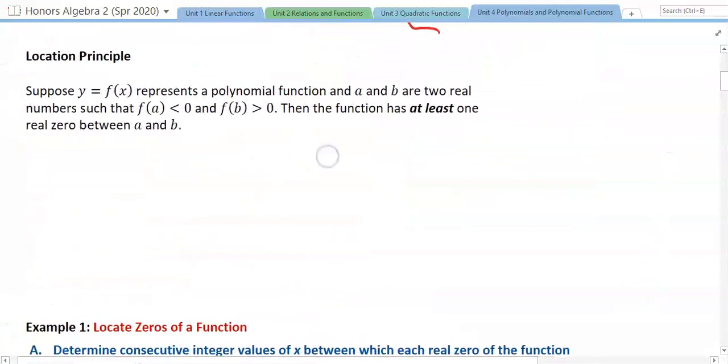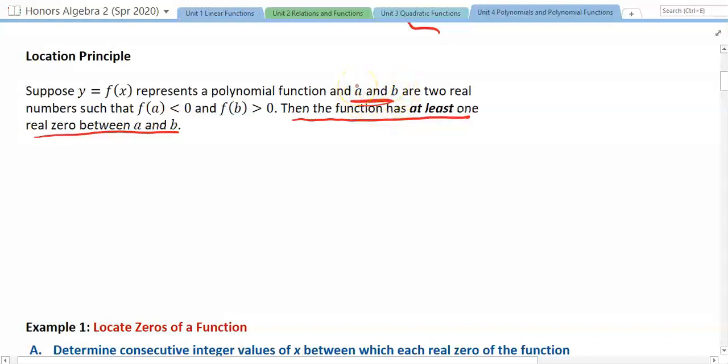First with a property here, the location principle. It says that suppose that y equals f of x represents a polynomial function where both a and b are two real numbers such that f of a is less than 0 and f of b is greater than 0. So basically, remember we've got two values, let's say 2 and 3. If I do f of 2, plugging in 2 to our function, that value came out less than 0. And if I do f of 3, that value comes out greater than 0. And so what it means is that at least one real zero happens between these x values of a and b, again our 2 and our 3.